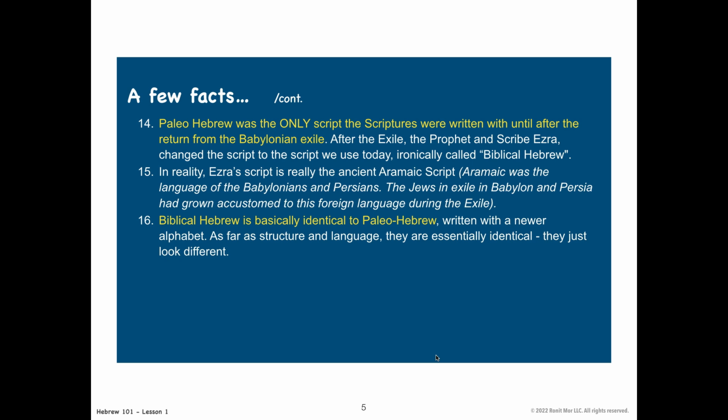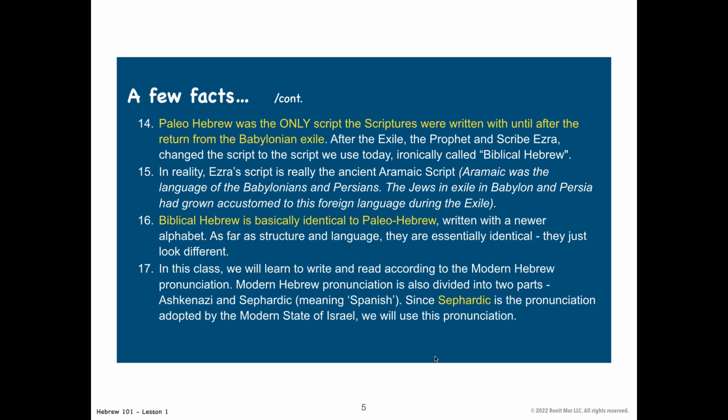Biblical Hebrew is basically identical to Paleo-Hebrew, written with a newer alphabet. As far as structure and language, they are essentially identical. They just look different. In this class, we will learn to write and read according to the modern Hebrew pronunciation. Modern Hebrew pronunciation is also divided into two parts, Ashkenazi and Sephardic, meaning Spanish.